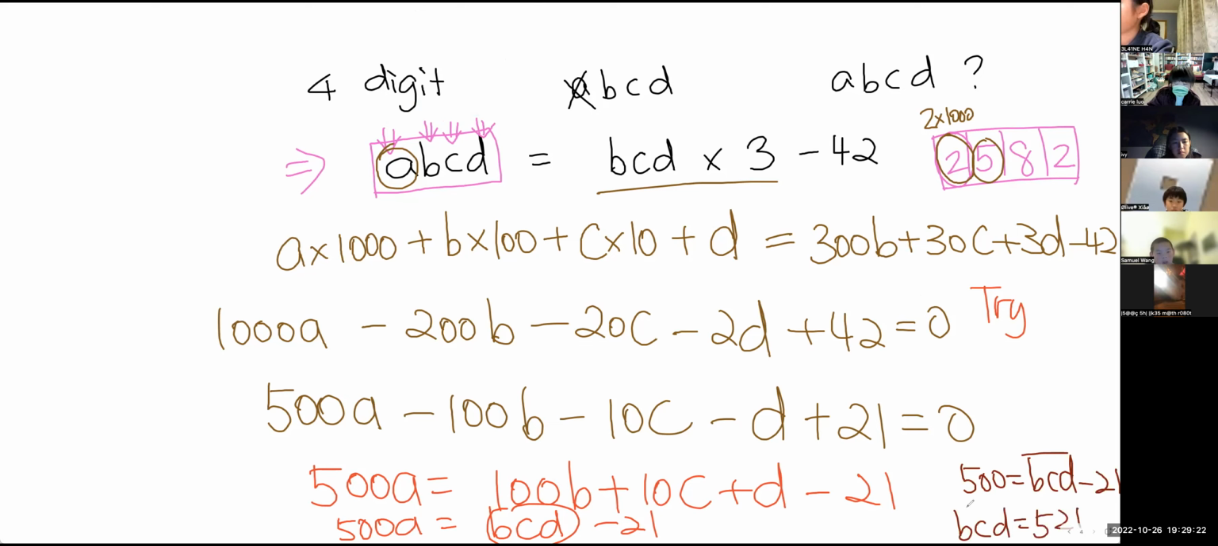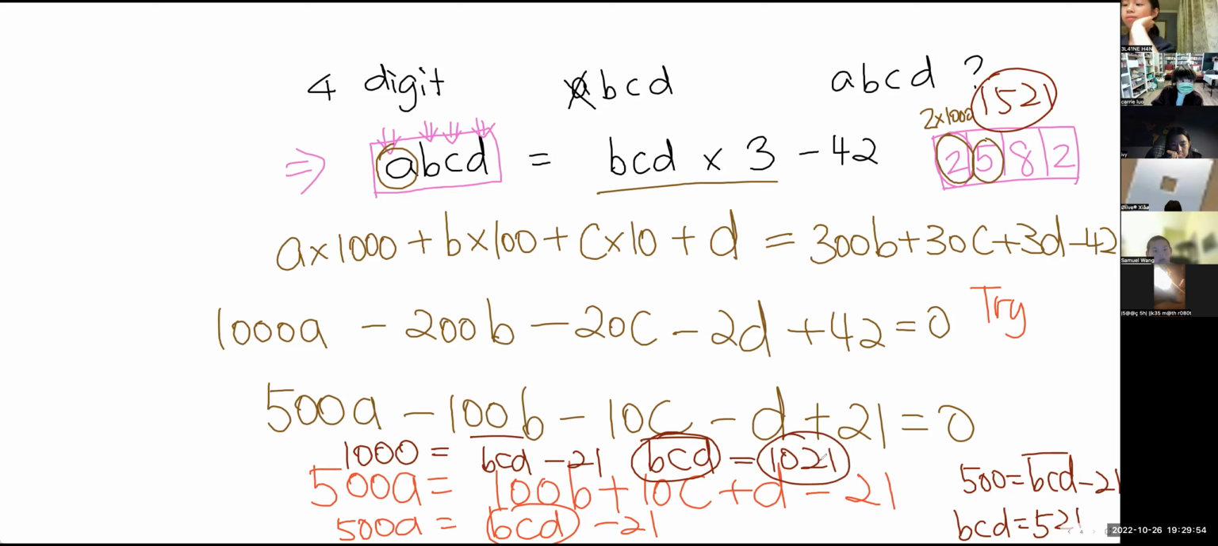Elaine said, I don't believe you. Okay, how about A equals 2? If A equals 2, then 1,000 equals BCD minus 21, so BCD equals 1,021. But BCD is a 3-digit number. So how come BCD equals a 4-digit number? Impossible. So the answer is 1,520.